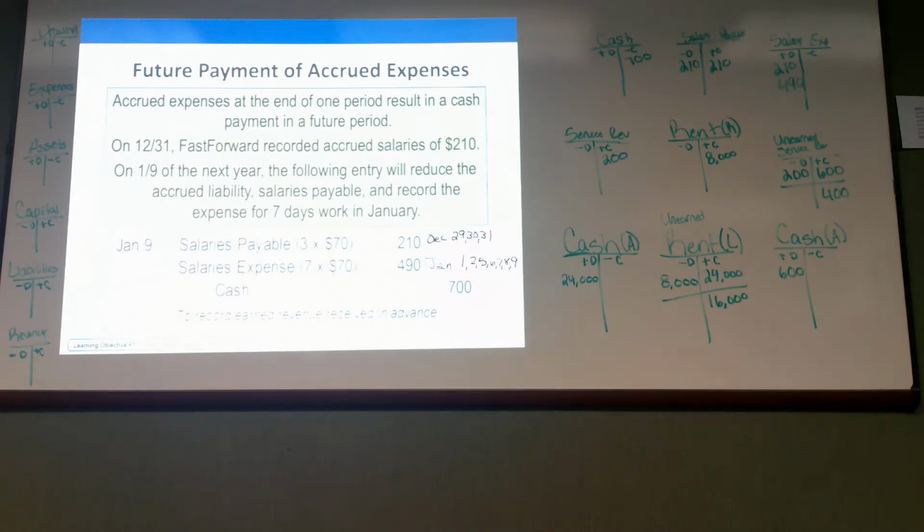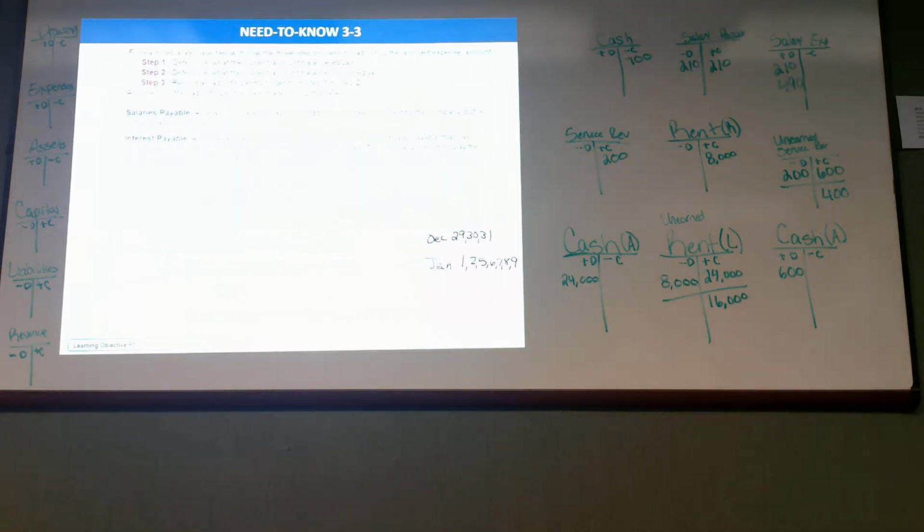And then what's my balance in salaries payable? 0. And do we want it to be 0? Yes. Do we owe anybody anything anymore? Nope. Correct. And then cash has a decrease of $700. We don't know the balance because there are so many other transactions. So that is correct. That makes sense to everybody?